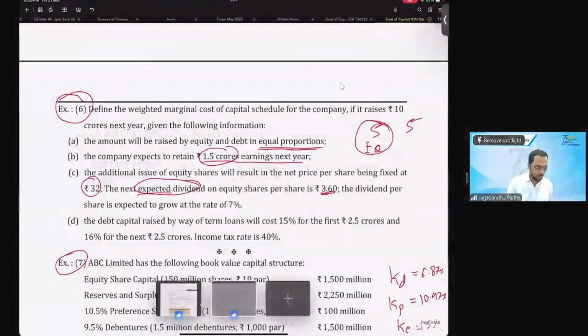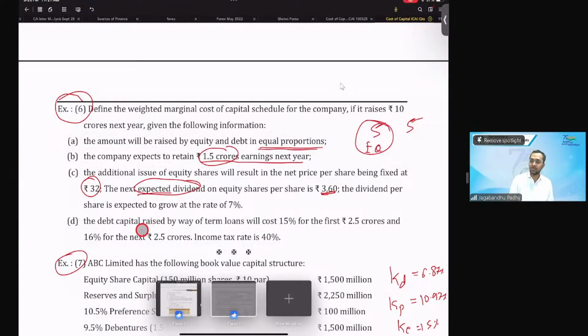Now we have the cost of debt. Debt capital will be raised by way of term loan, which will cost 15% for the first 2.5 crores and 16% for the next 2.5 crores. Income tax rate is 40%, guys. So on the first 2.5 crores, you will have 15% interest, and on the next 2.5, you'll have 16%.